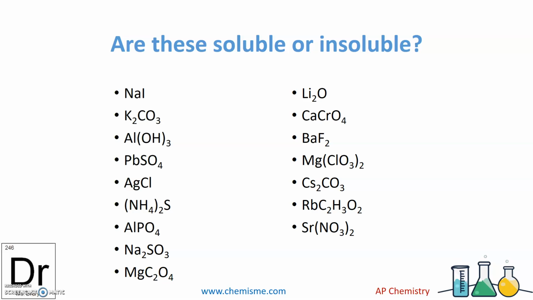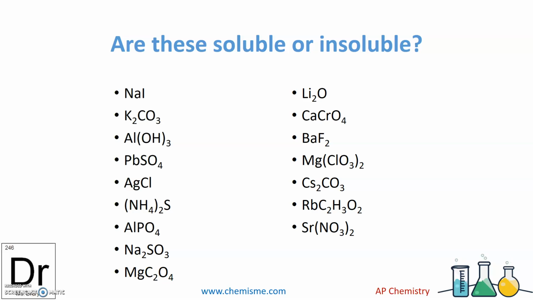So let's just see if you're good at this. Are they soluble or insoluble? I'm going to go down the list. You might pause it and check. So NaI, because of the Na is soluble. K2CO3, because of the potassium, group 1 is soluble. Aluminum hydroxide doesn't have any of those ions, so it's insoluble. Same with lead sulfate, PbSO4, insoluble. AgCl doesn't have any of those ions we listed, insoluble.